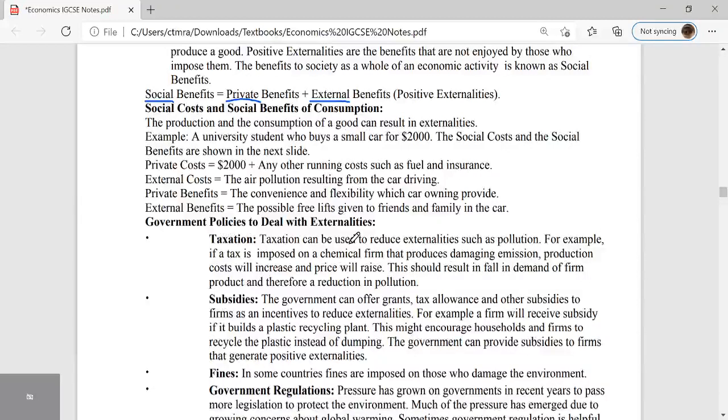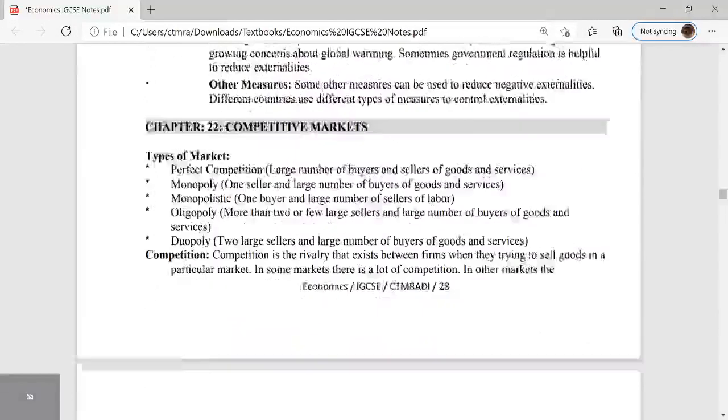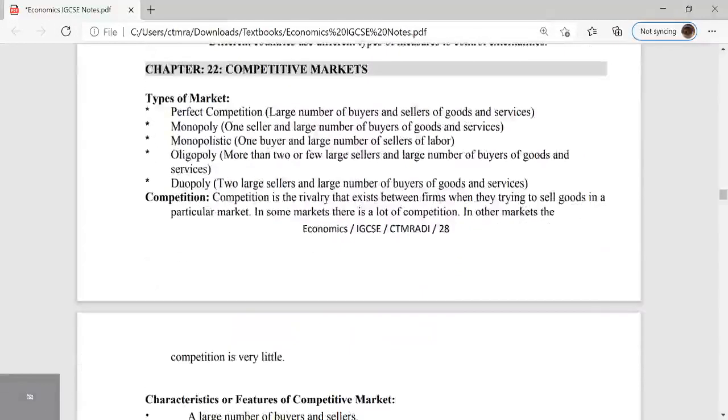Next, we have fines. Fines mean the government can punish those who are destroying the environment or polluting. Then government regulation, where the government can come up with laws. There are also other measures, so government deals with this situation very seriously.